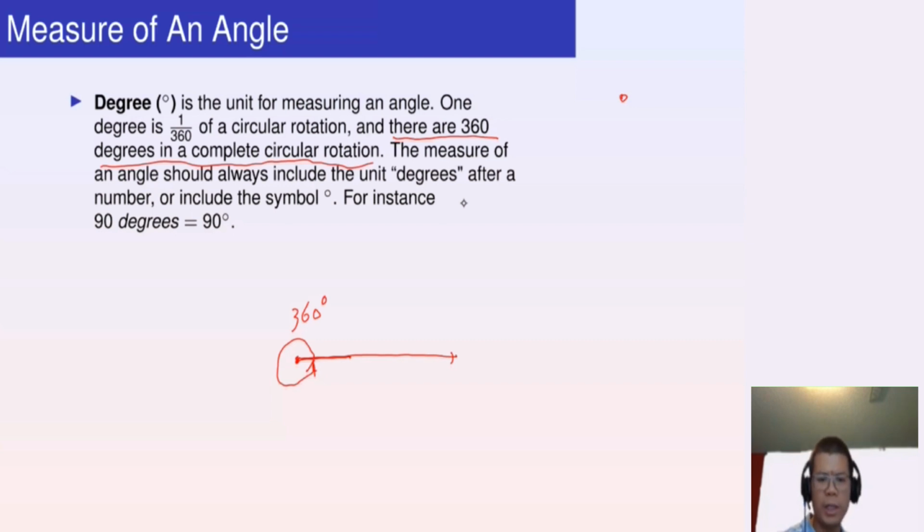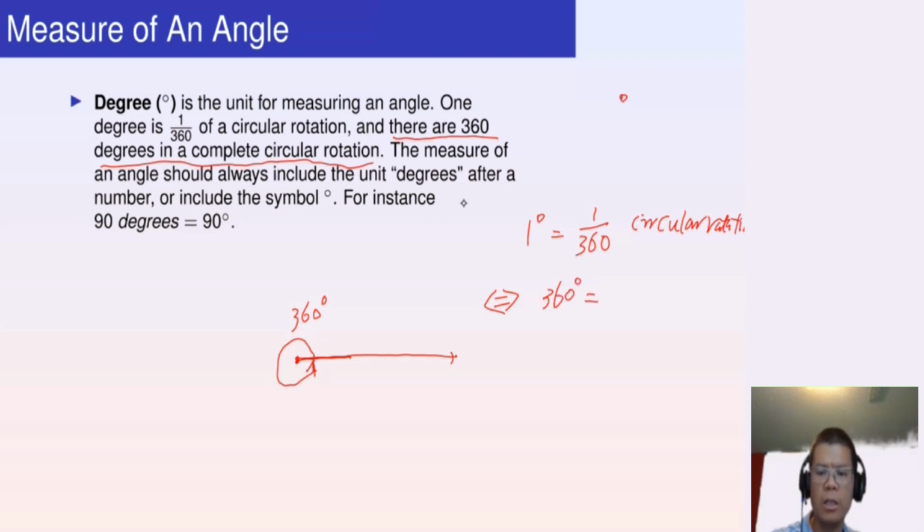Now, then 1 degree is going to be what? 1/360 of a full circular rotation, right? In other words, okay, 360 degrees is what? One circular rotation.